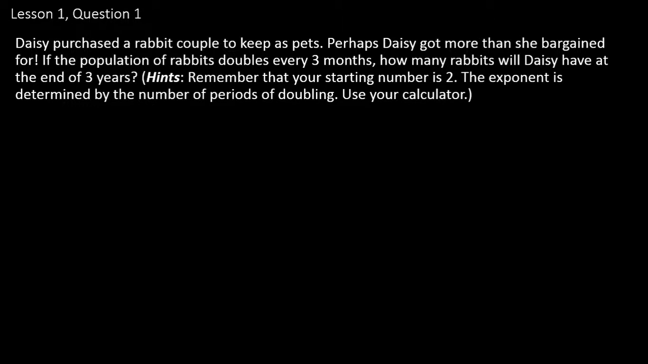Let's talk about Project 1, Lesson 1, Question 1. Daisy purchased a rabbit couple to keep as pets. Perhaps Daisy got more than she bargained for. If the population of rabbits doubles every 3 months, how many rabbits will Daisy have at the end of 3 years?